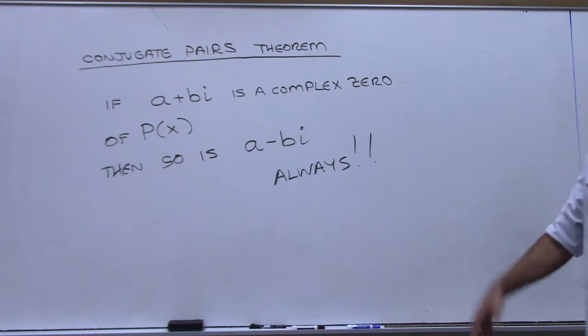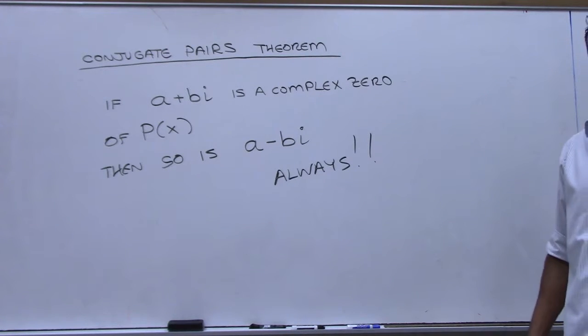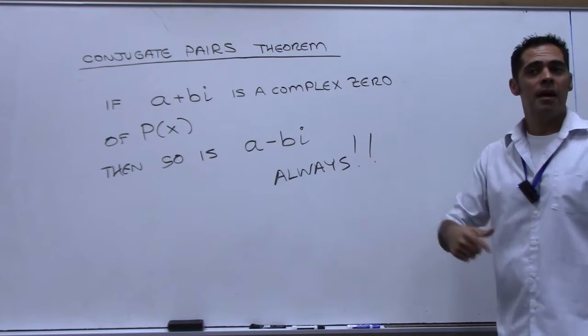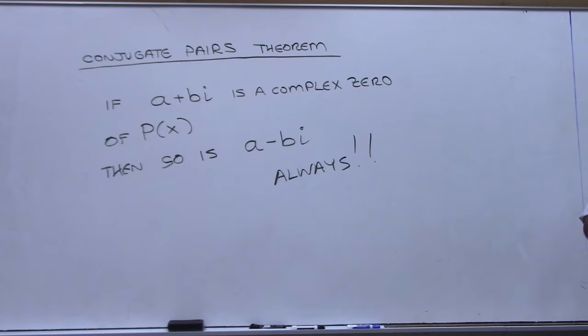So elaborate. Tell me in layman's terms, not just what I put up there. If you have a 0 of a plus bi, you will also have a 0 of a minus bi. Okay, so give me a specific example. The one we just did, what was one of the complex zeros we had? It was 2i, right? What was also a complex zero? Minus 2i. That wasn't just because I wrote the problem that way.